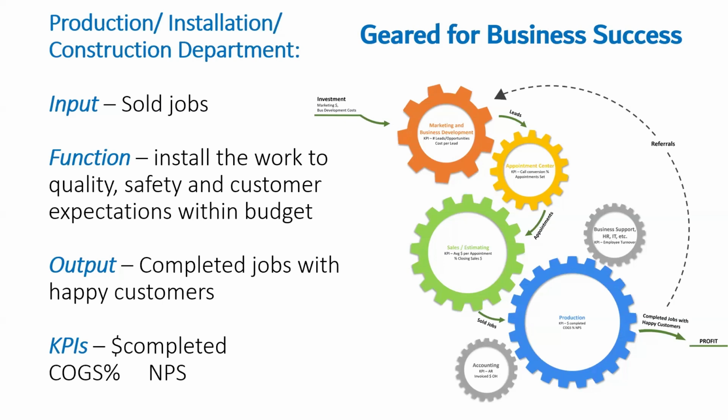Well, I like dollars completed, basically what you invoiced in a given time frame. I like that from a business owner perspective, because again, it gives you an indication of the volume that your machine is running. And I also, of course, like cost of goods sold percentage. I want to know that we're operating efficiently with the resources in production. And another common KPI that people will use is Net Promoter Score, NPS. This is an indication of the happiness of our customers. So these are some common KPIs that you see coming from the ops or production department.